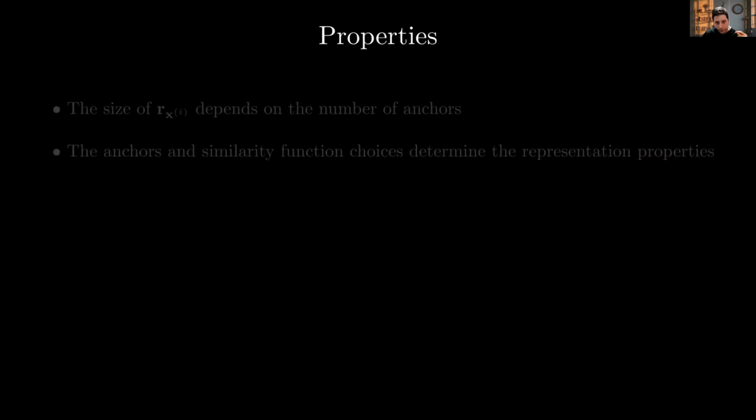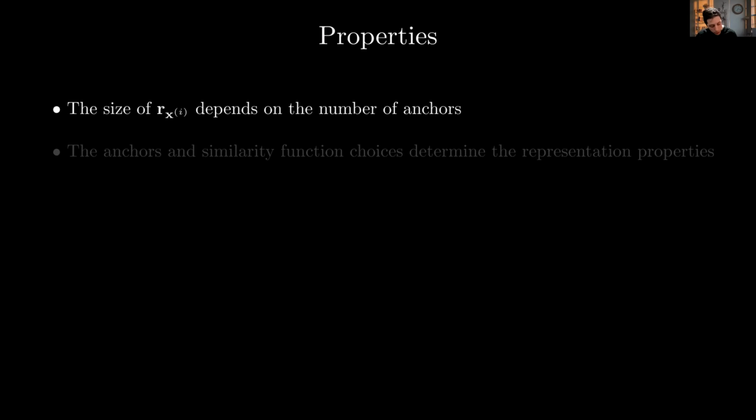And there are 2 important properties that should be clear. The first one is that the size of the relative representation depends on the number of anchors, not on the embedding dimensionality. So if you have 2 anchors, but your encoder outputs an embedding of size 100, your relative representation will have size 2, not 100.